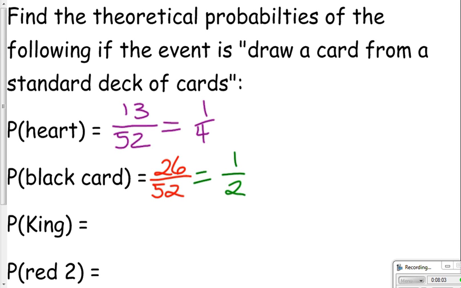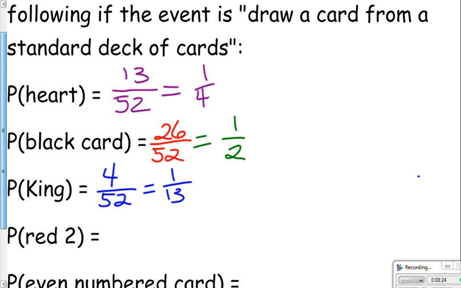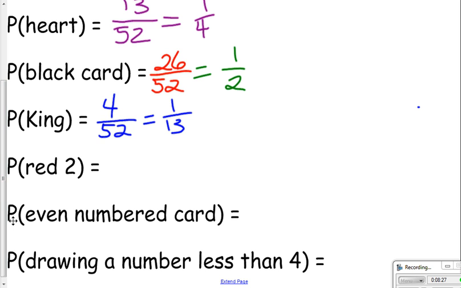The next one is probability of drawing a king. There is a king in every suit. So that means there are 4 kings in the whole deck out of the 52 cards, which means 1 in every 13 cards is a king. And that should make sense because we said that there are 13 cards in a suit, and one of those in each suit is called a king, so 1 out of 13.